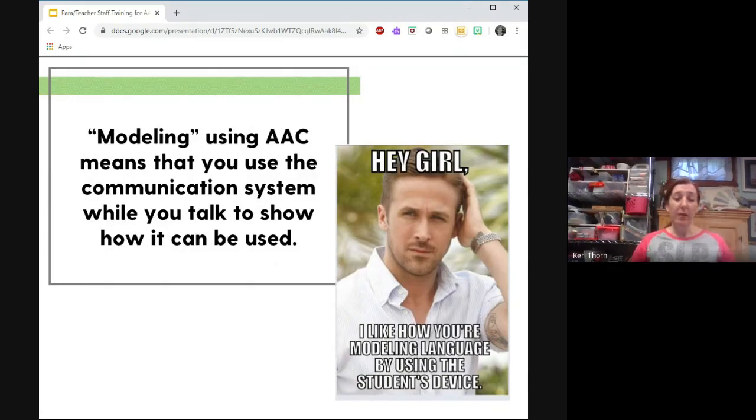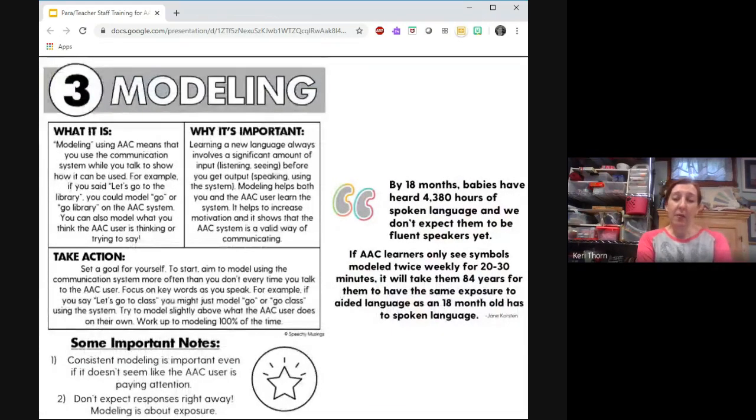Okay, when it comes to modeling, by 18 months old, babies have heard 4,380 hours of spoken language, and we don't expect them to be fluent. Now, if a device user got speech twice a week for 30 minutes, it would take them 84 years to catch up to the 18-month-old in terms of exposure to language. So that's why it's really so important that throughout their whole day, they're getting as much exposure as possible.